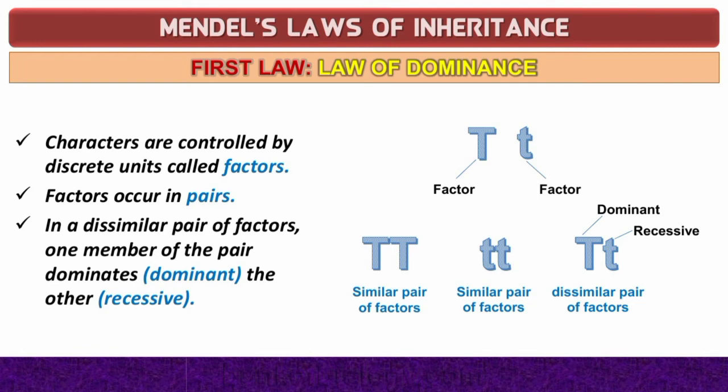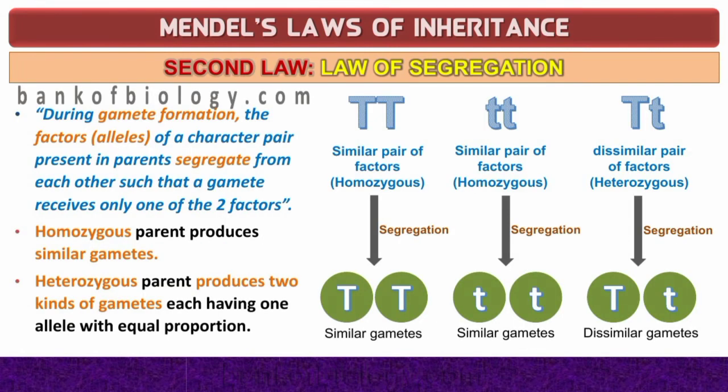What does the second law state, which is the law of segregation? During gamete formation, the factors, alleles of a character pair present in parents, segregate from each other such that a gamete receives only one of the two factors. Means to say, each gamete receives one allele from the parents. Homozygous parent produces two similar gametes. Heterozygous parent produces two kinds of gametes, each having one allele in equal proportion. Means to say, alleles distribute independently from each other and transfer to the offspring.